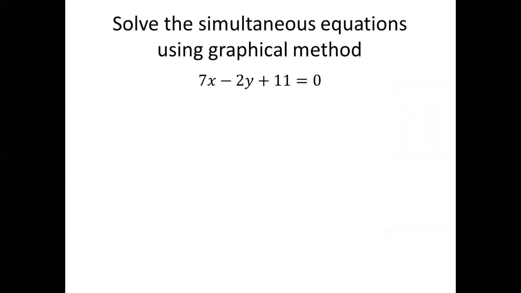Next problem. We have the two linear equations, 7x minus 2y plus 11 equals 0, and 6x plus y plus 4 equals 0. We will be using the same method that we used in the first problem, and that is to make a table of values for each linear equation. Notice that the first linear equation can be written like this. What I've done is to just transpose the constant to the other side of the equals sign.